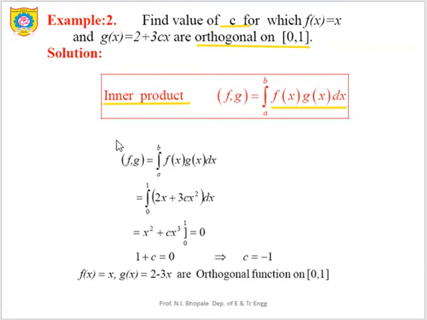In this equation we can just put the values. Integral a to b. What is a here? A is the value 0, and b is the value 1. So just put the integral start and end points. Multiply f(x) with g(x), because f(x) is simply x. So x into 2 gives 2x, plus x into 3cx gives 3cx square.